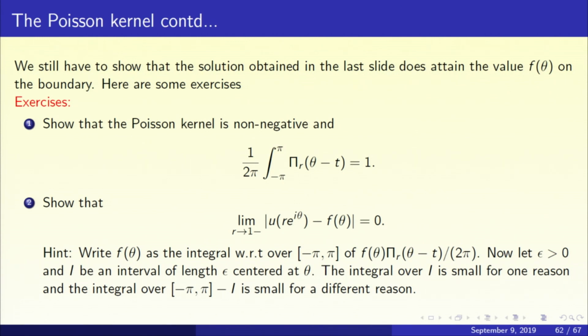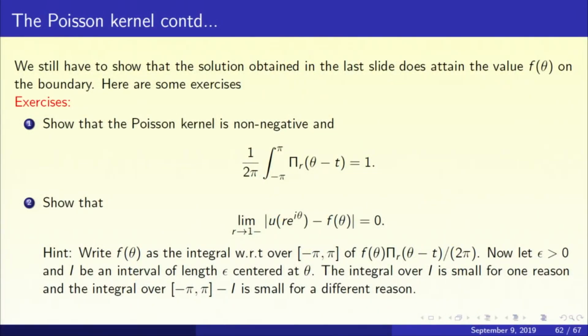So, as I said, the Poisson kernel is non-negative. In the case of a Dirichlet kernel, we did an exercise: the integral from minus pi to pi of D_n(t) dt was 1. The corresponding analog for the Poisson kernel is here: the integral from minus pi to pi of 1 upon 2 pi P_r(theta minus t) is equal to 1. And the second exercise is what I told you, that u of r e to the power i theta does indeed go to f of theta as r goes to 1.